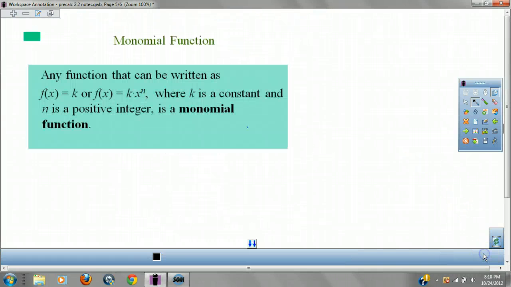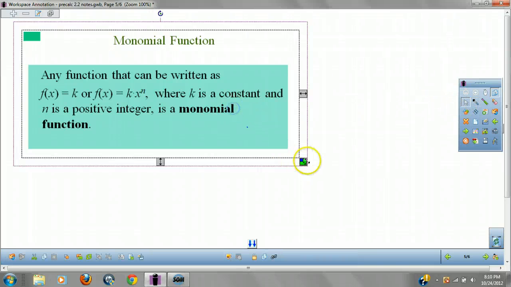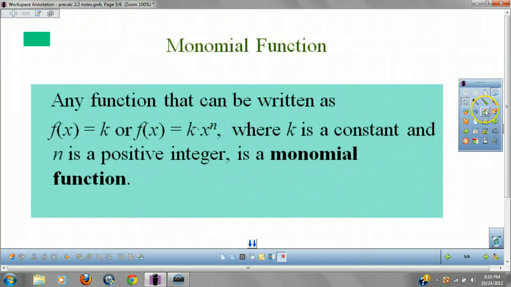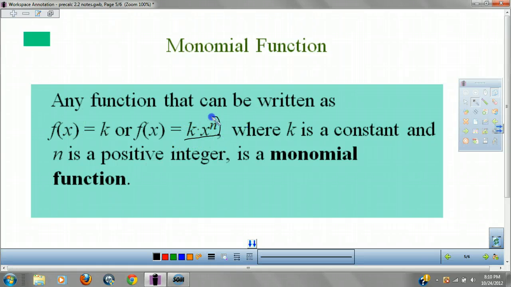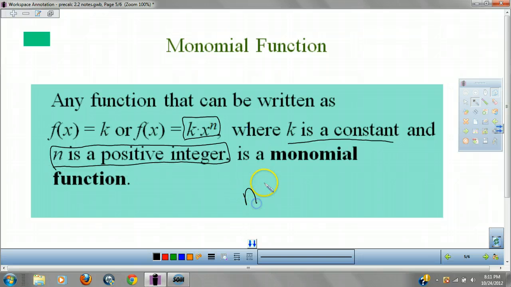One more thing I'm going to show you guys. Last slide. Monomial function. What is a monomial function? Good question. A monomial function is a function that can be written as this guy, but k is still your constant, and n is a positive integer. Okay? So n has to be greater than or equal to 0.